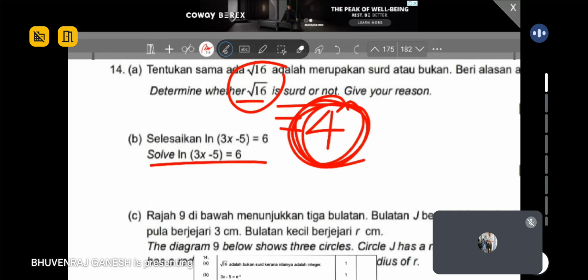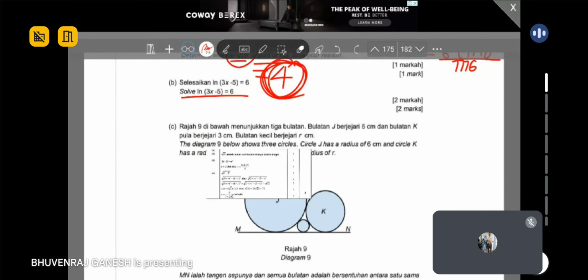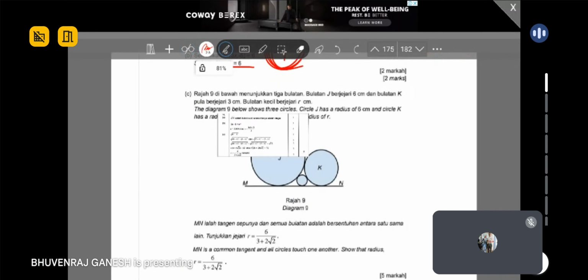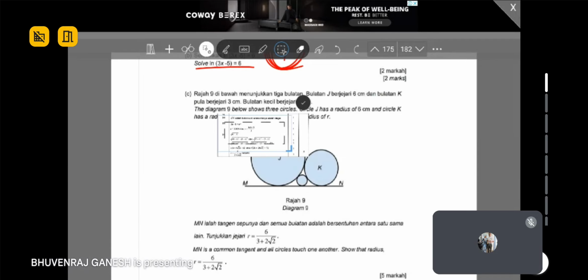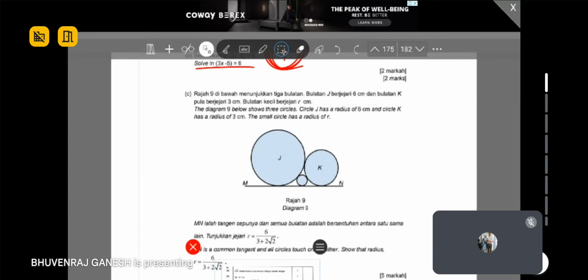How to solve this, guys? Sangat senang, right? I think you guys should be able to do it. Wait, let me hide the answer. This bottom question is very hard, guys. Yang bawah ni susah, about the circle.